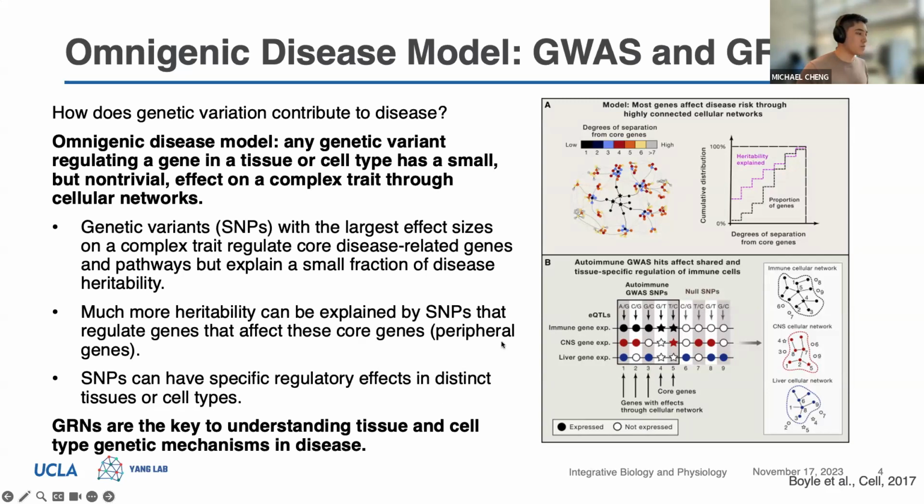And so with all this information, and understanding that peripheral genes can also affect core genes and influence complex traits, this highlights the need for GRNs, or gene regulatory networks, to understand tissue and cell type genetic mechanisms in disease.